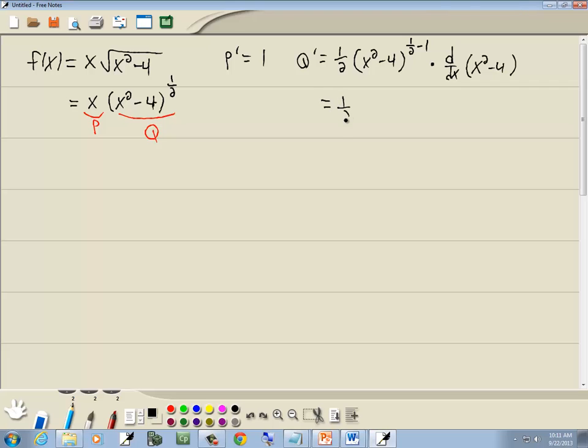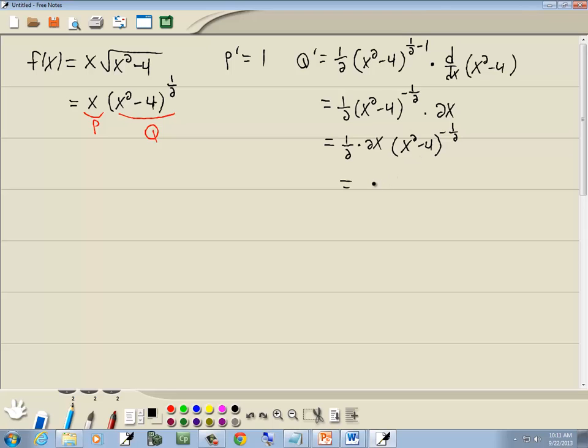So that's going to give us 1/2 x squared minus 4. 1/2 minus 1 is negative 1/2. The derivative of x squared minus 4 gives us 2x. Now 1/2 times 2, they cancel. Well, actually, let me rearrange it. 1/2 times 2x, and then x squared minus 4 to the negative 1/2. I just want to make sure everybody sees that. 1/2 times 2, those are going to cancel away.